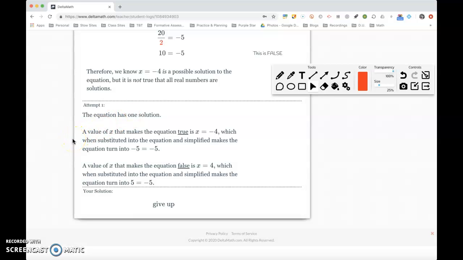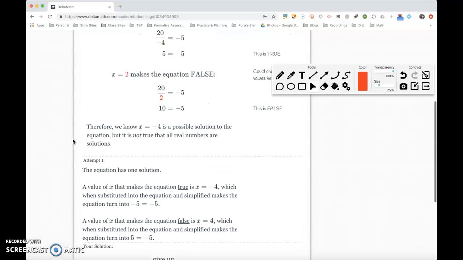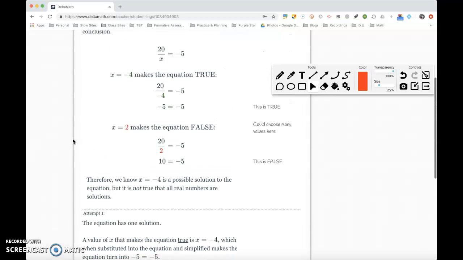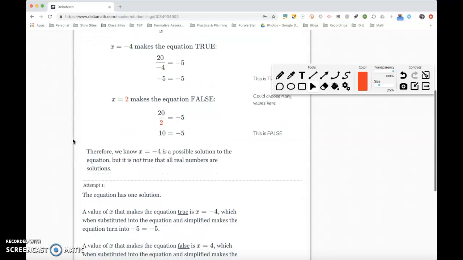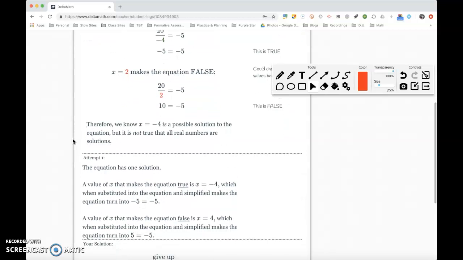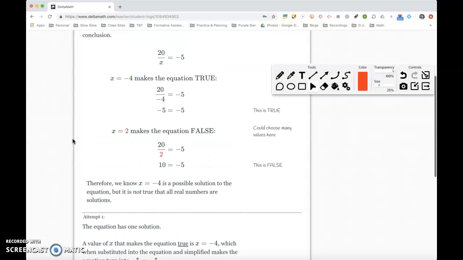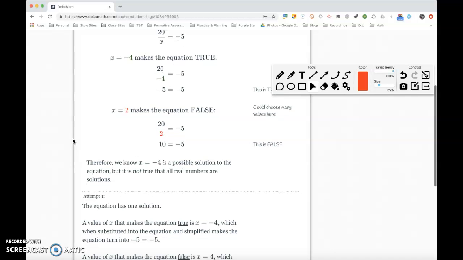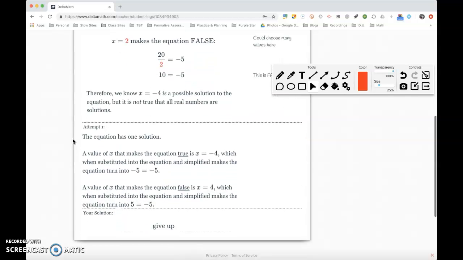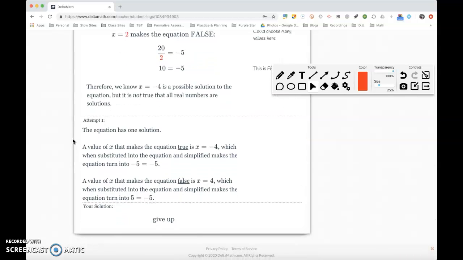So I'm going to have to email with the creator of Delta Math to see what's going on here, because this looks pretty sound to me. Unless there's something I'm missing. But it could be a mistake in the program. So I'm going to send an email to Delta Math and see if they can figure out what's going on.